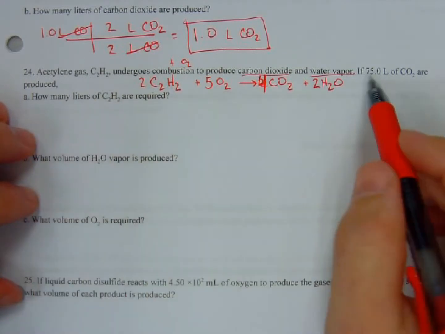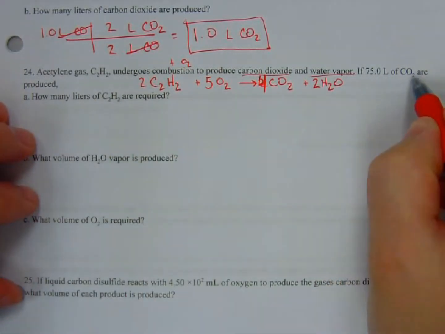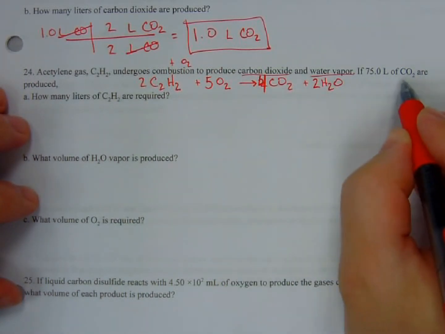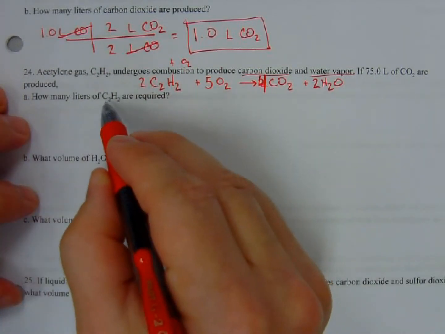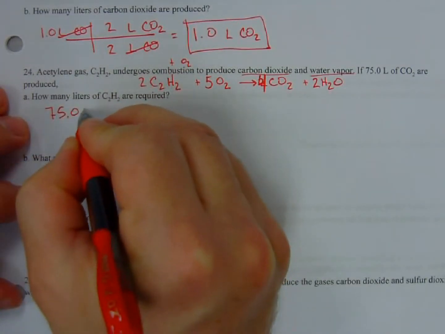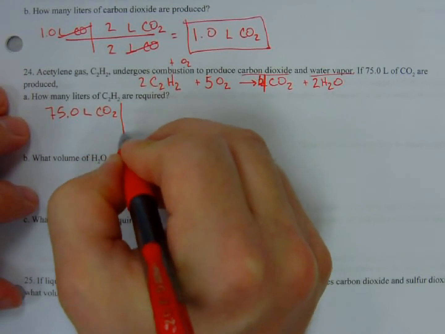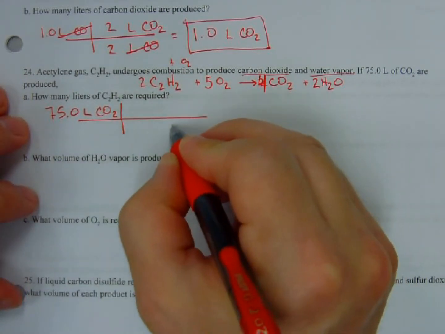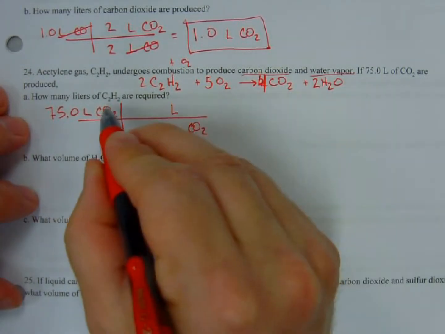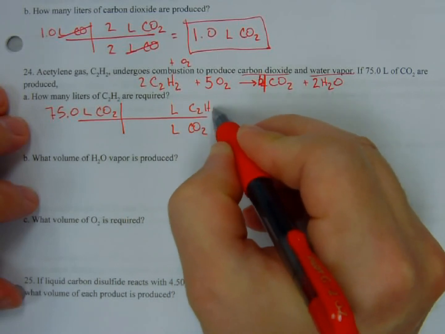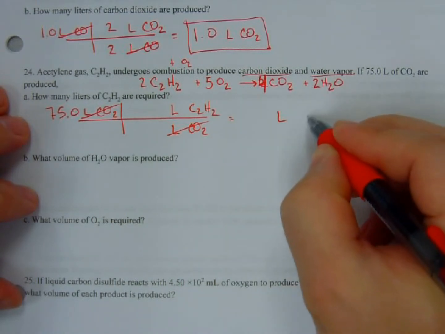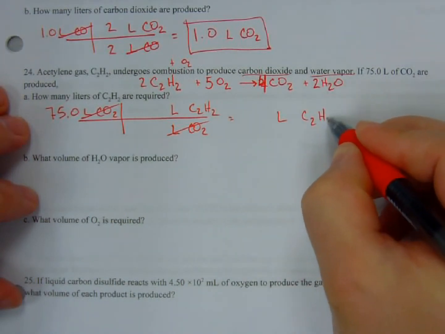So if 75 liters of carbon dioxide are produced, right? Carbon dioxide right here. 75 liters. How many liters of C2H2 are required? So 75 liters CO2, and convert out of liters of CO2, then go into liters of C2H2. Carbon dioxide will cancel. I'll be in acetylene, which is what I want.